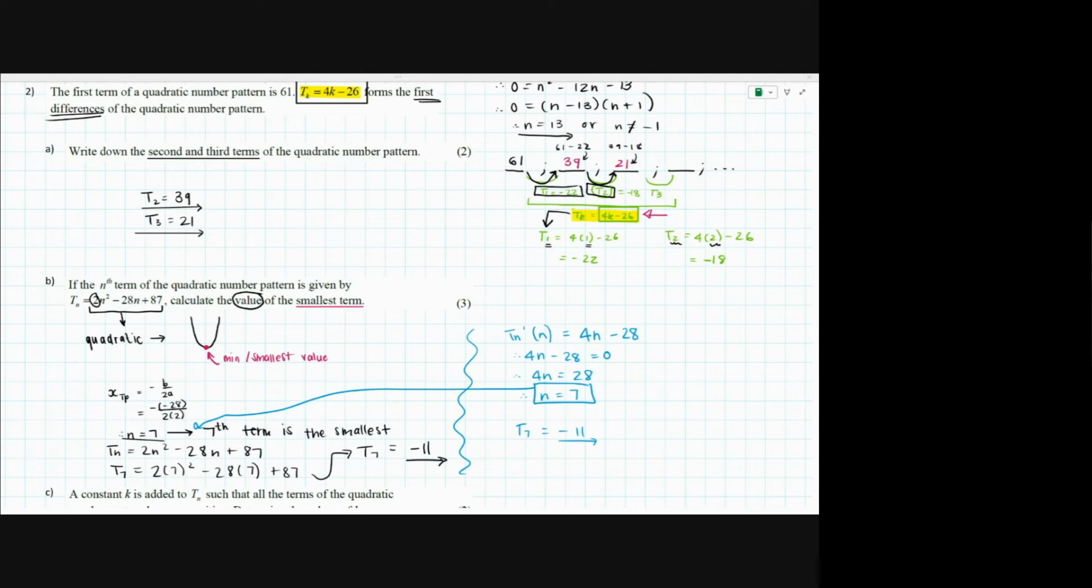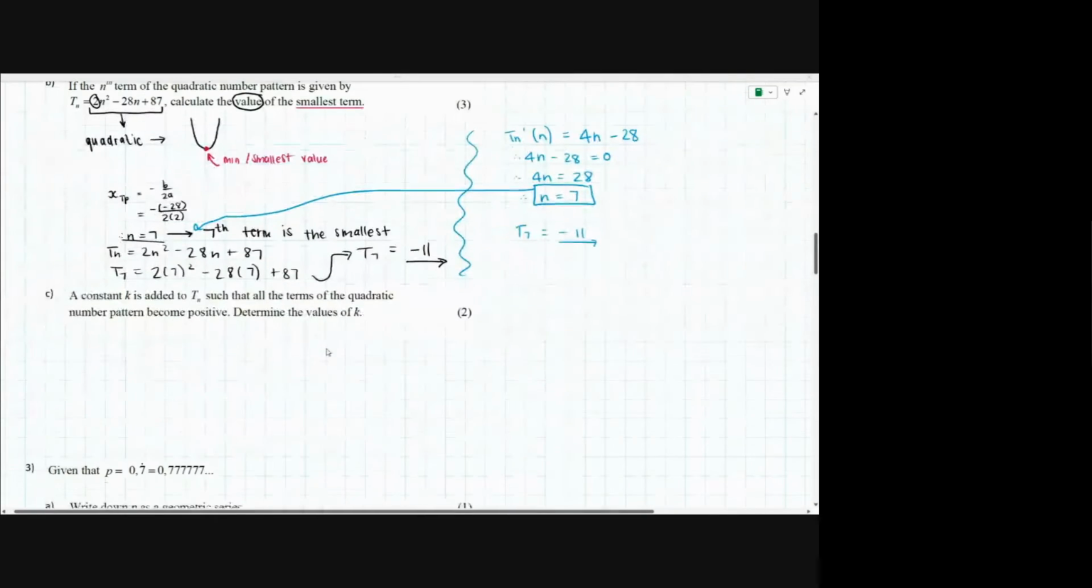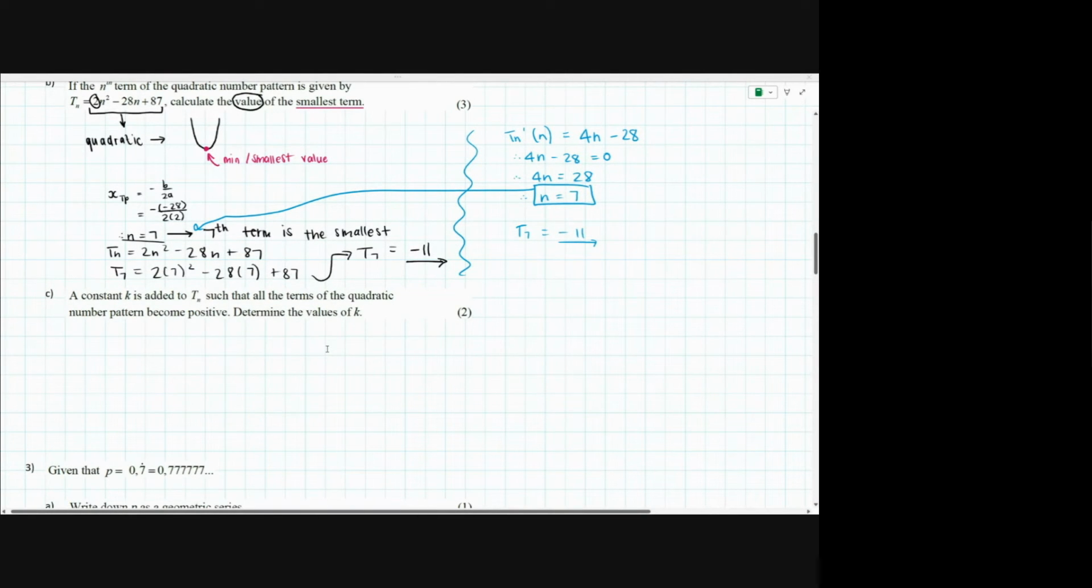All right. So question C is now again bringing in some function type questions. It says, a constant k is added to Tn such that all terms of the quadratic number pattern become positive. Determine the values of k. So again, this is a lot of information, but just bear in mind what you have just worked out. We have just determined that our turning point is at term 7 with a value of -11.